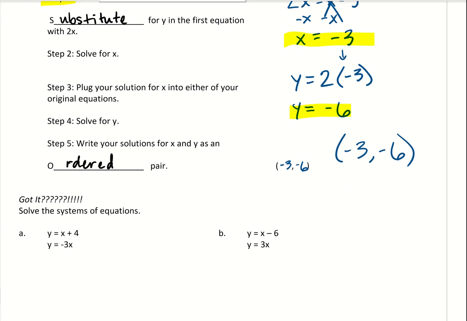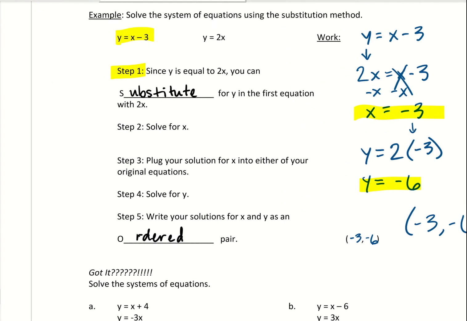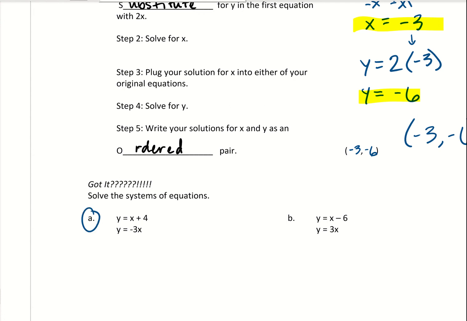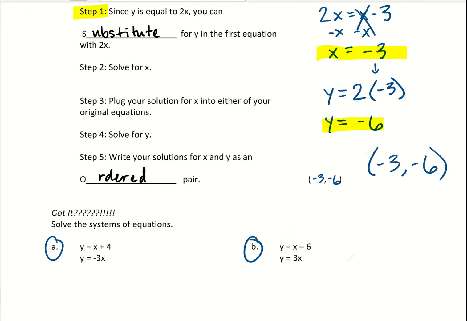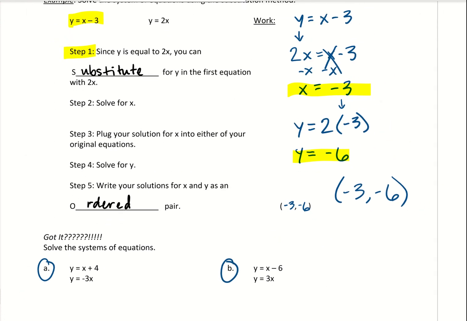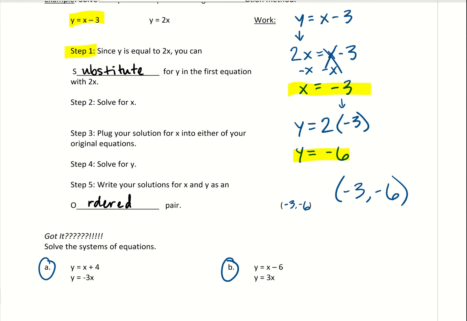Now I want you to try out both of these got it problems, A and B. Hopefully you followed along with the steps. If so, it should be pretty easy. You can go through them again to make sure you have the right steps. Go ahead and try that, pause the video, and then we will come back and move on after that.